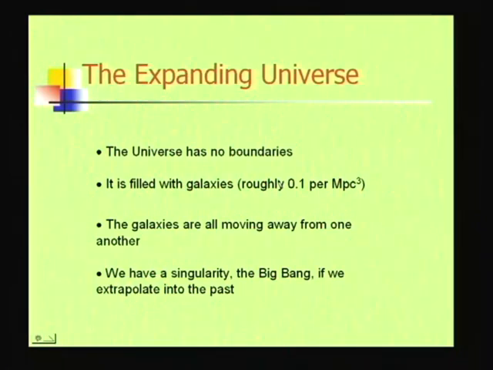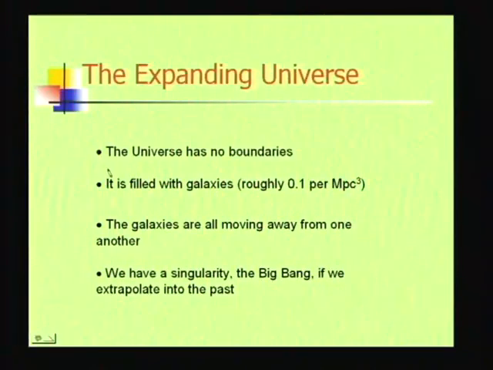Now, if we put together these two things, Hubble's law of expansion, that the galaxies are all moving away from us, and the cosmological principle that the universe is homogeneous and isotropic, we are led to a model of the universe where the universe is expanding. This is what we refer to as the expanding universe. It is a model for the universe.